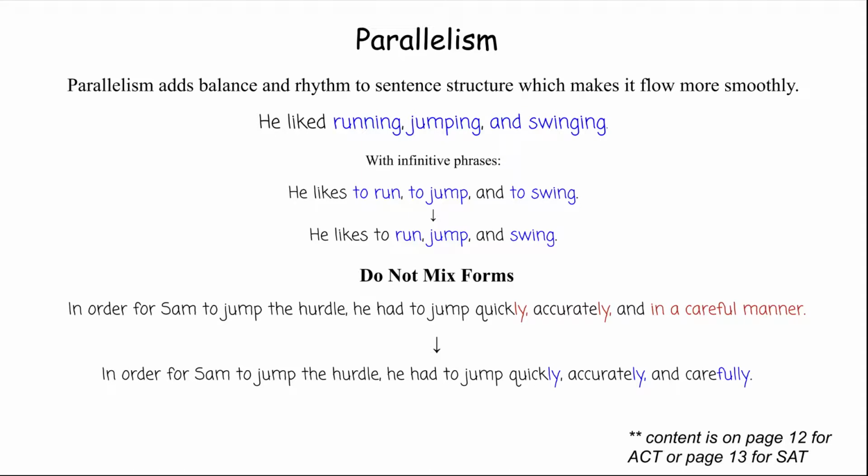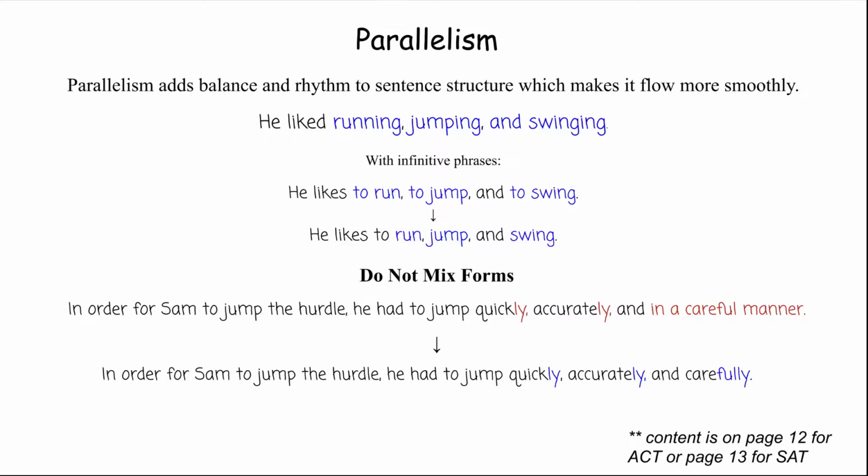It doesn't have to just be like running, jumping, swinging. It can also be he likes to run, to jump, and to swing. We've got that to plus our verb in front of each one of those to make it an infinitive phrase. We can also put just one to at the front. He likes to run, jump, and swing. No one of these is better than the other. You'll use them all differently at different times, but just keep in mind that when you do use them, you do not want to mix forms.